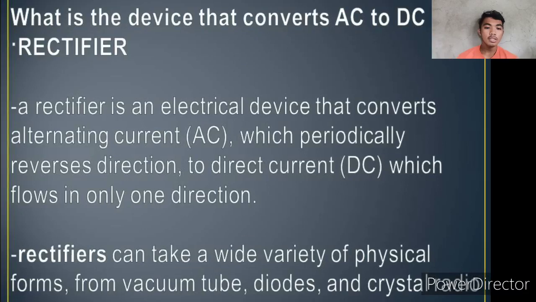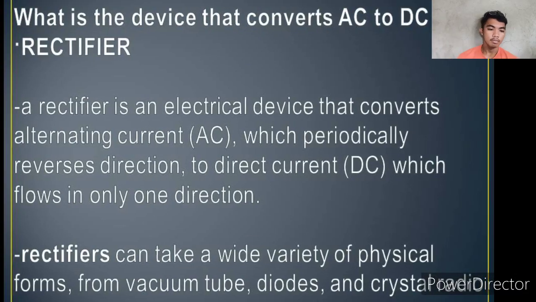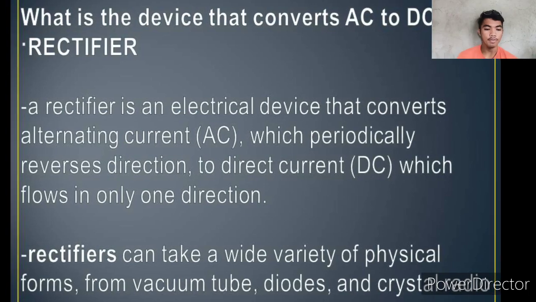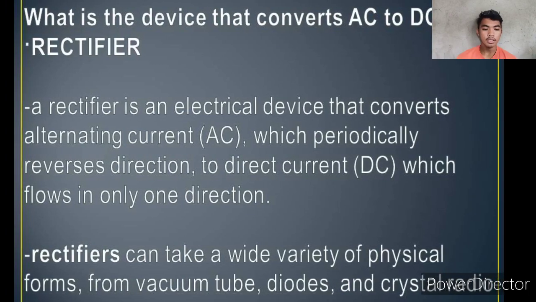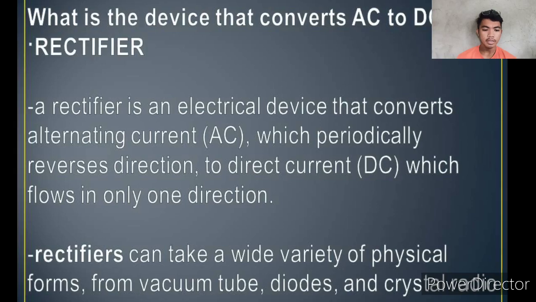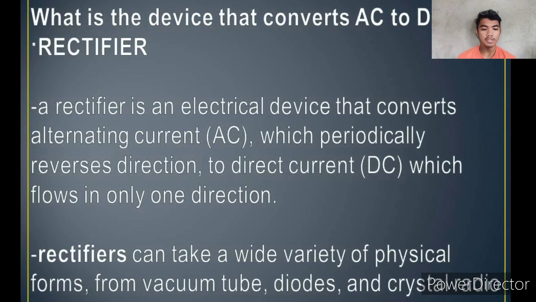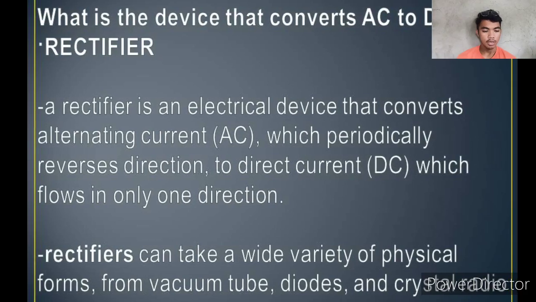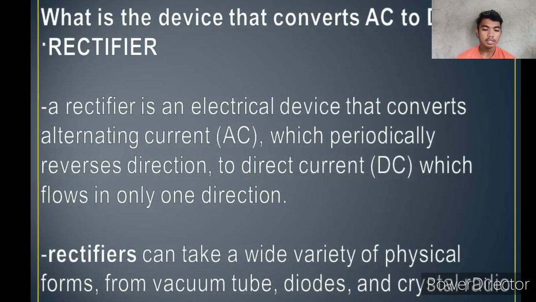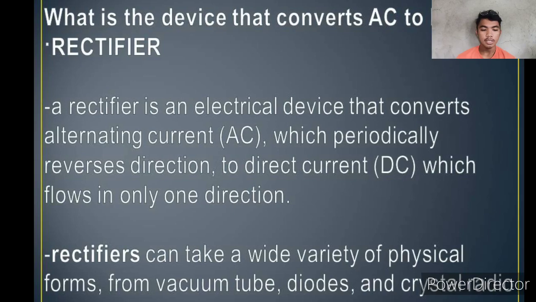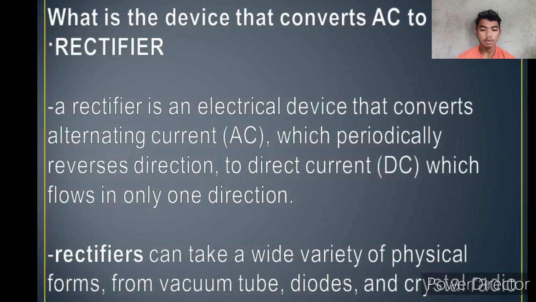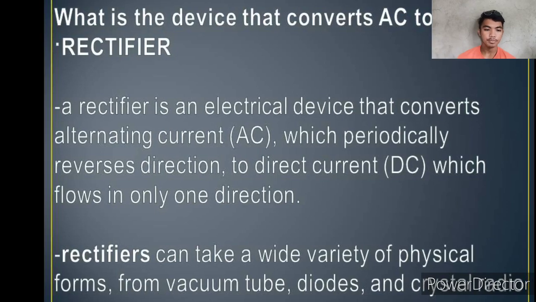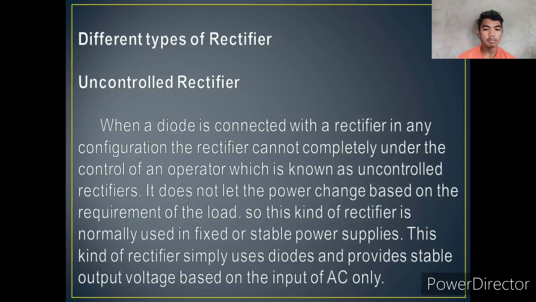So, what is the device that converts AC to DC? The device that converts AC to DC is a rectifier. A rectifier is an electrical device that converts alternating current, which periodically reverses direction, to direct current or DC, which flows only in one direction. Rectifiers can take a wide variety of physical forms, from vacuum tube diodes and crystal radio receivers to modern silicon-based designs. There are different types of rectifiers.